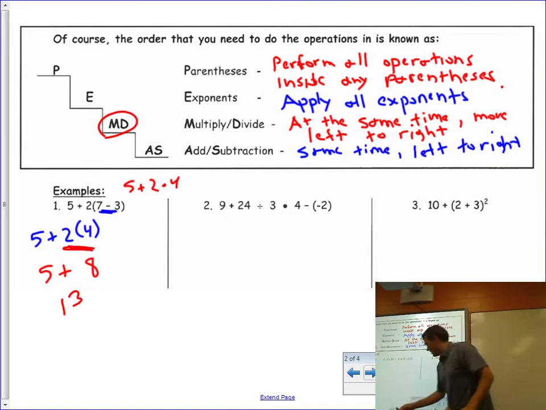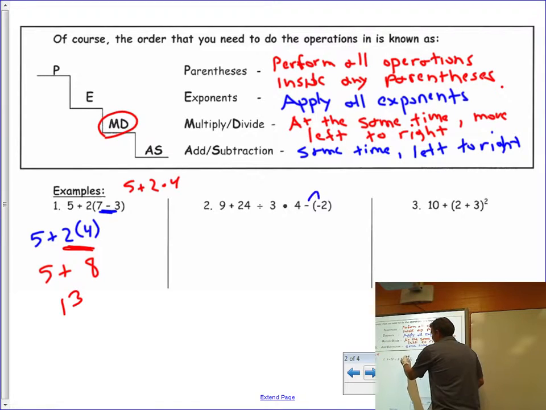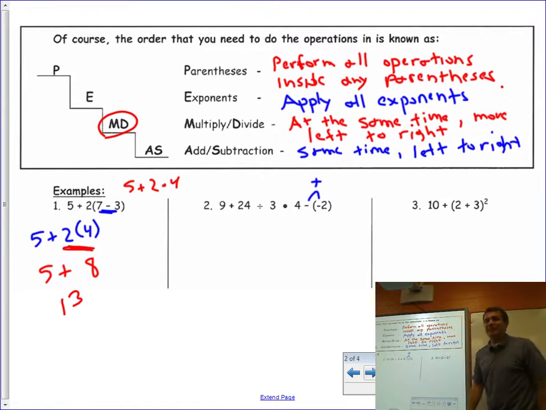In the second problem, again, the first thing I look for is parentheses. Now this problem doesn't have any parentheses. I mean, it does have parentheses, but remember, we're doing what's inside the parentheses first. And inside the parentheses, there's nothing to do. Those parentheses are just there to separate the 2 minus signs from each other. And I don't really like 2 minus signs next to each other.